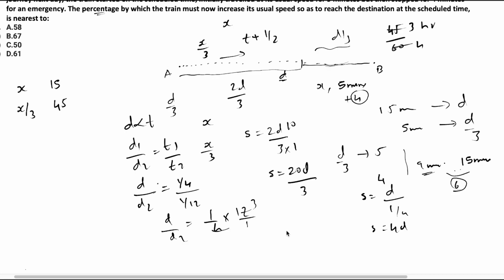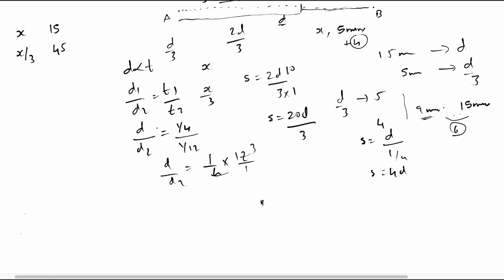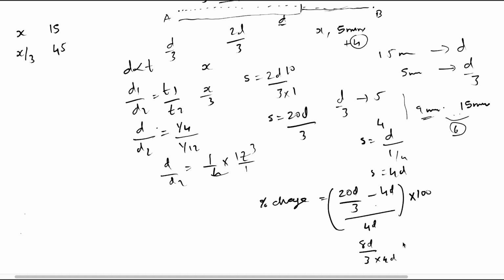The question here is to find out the percentage of change in speed. So percentage change in speed is equal to, the new speed is 20d by 3 minus initial speed 4d divided by initial speed, which is 4d. You have to find out the percentage, so you have to multiply it by 100. So you take the LCM here, so you'll get it as 20d by 3 minus 12d by 3, which is 8d by 3 into 4d into 100. So 4d and 8d becomes 2. 2 by 3 into 100. 2 by 3 into 100 will be 66.66%.